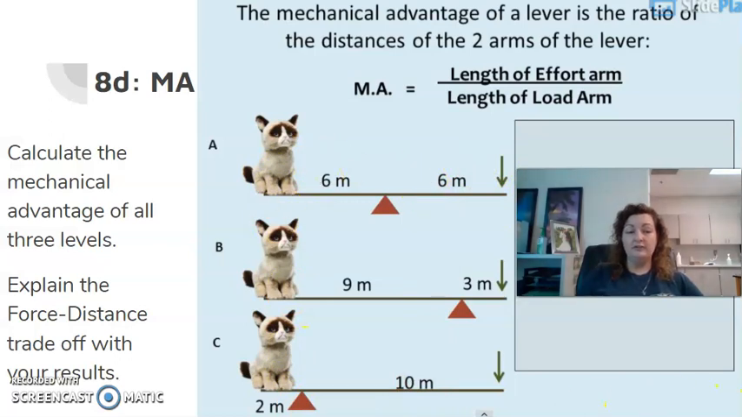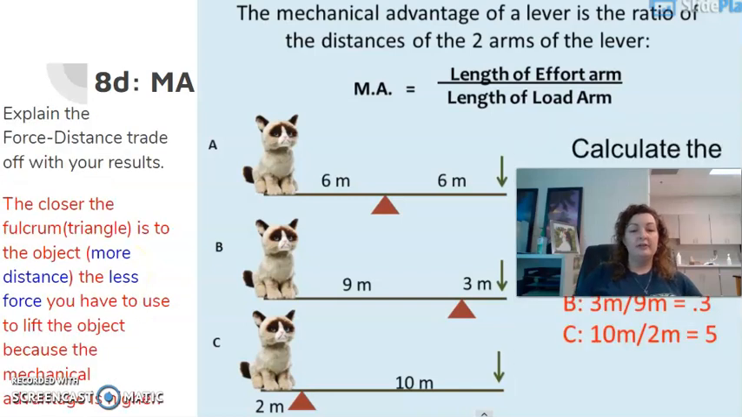So the mechanical advantage of different machines can be calculated a little bit differently. We're just going to look at this lever just to understand it a little bit more. So we're going to do the length of the effort arm divided by the length of the load arm. Remember, the load is what you're actually trying to move. In this case, we're trying to move a cat, because why not? In order to work a lever, we have to have a fulcrum. And so our lever is based on some kind of fixed point, and then the effort arm is where we're actually pushing down so that our cat can push up, right? So it says calculate the mechanical advantage of all 3 levers, and then explain the force distance trade-off with your results. So here we go.